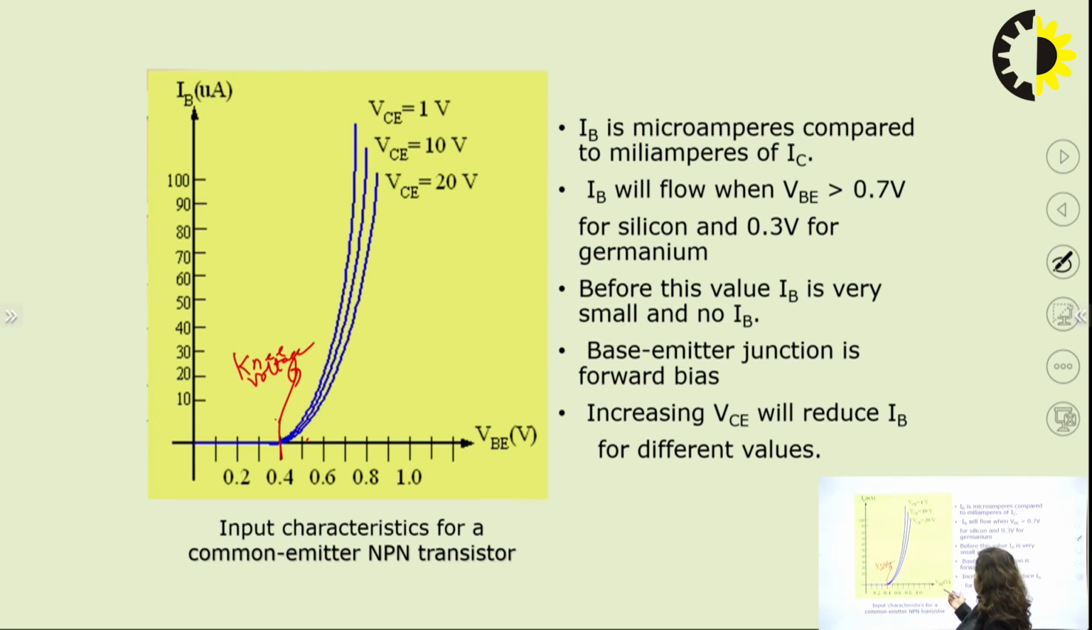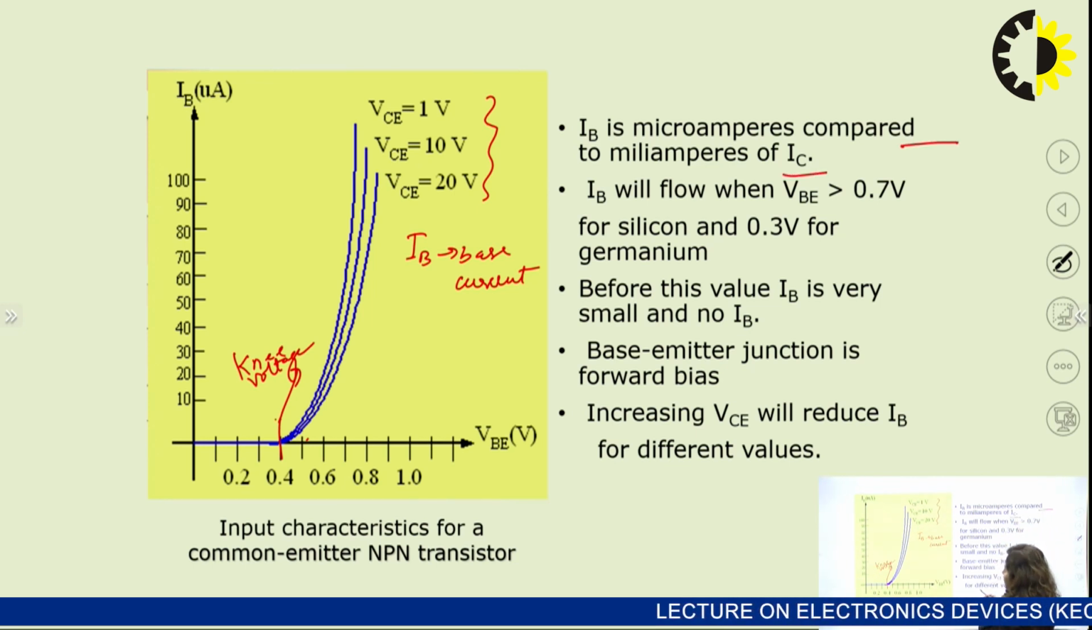usually rises up. So for 1 volt the current is sharply increased, and for 10 volt it is increased much higher, then for 20 volt it is increased above that of 10 volt. So for all the voltages for the common emitter configuration we can easily see the difference between the current, that is the base current. So this is the base current, which is IB, which you can see is different for 1 volt, for 10 volt and for 20 volt. So here we have IB which is in microampere compared to milliamperes of IC.